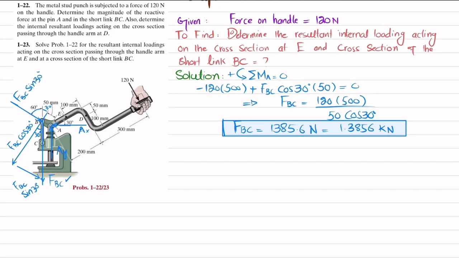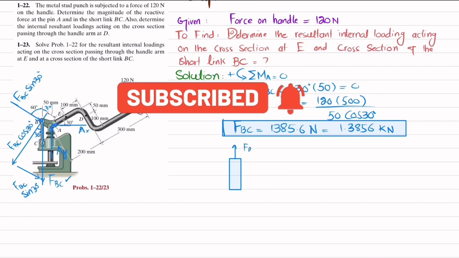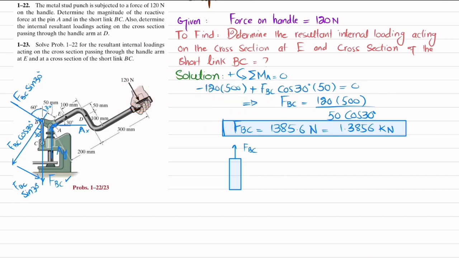Okay, now you can see if this is the member BC, when you cut it over here, the load taken by member BC is FBC. When you cut it, you will have a shear force and a normal force. Clear? Let's say this shear force is V, this normal force is N, and you will have a moment M. So we'll find this internal resultant loading in the short link BC.